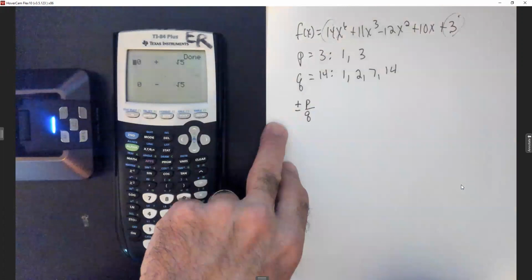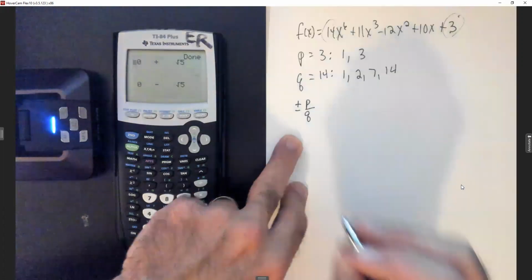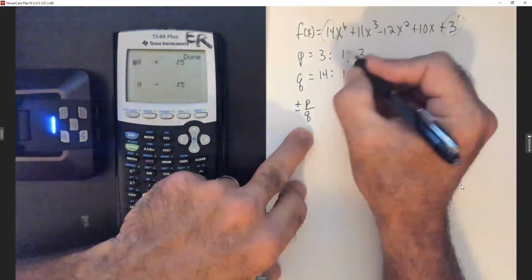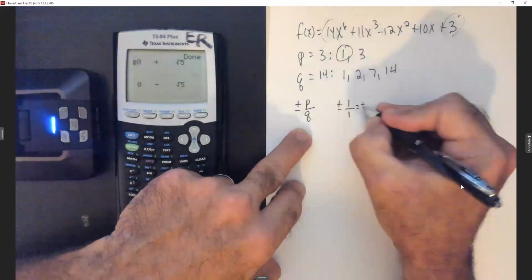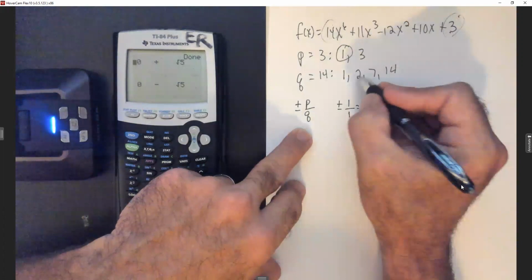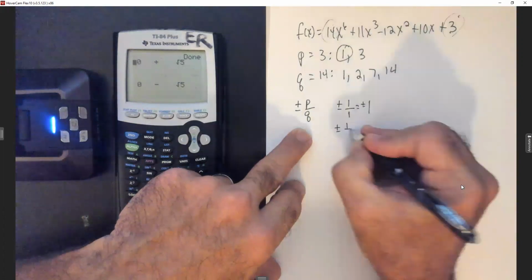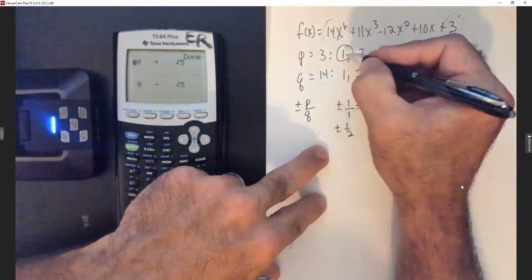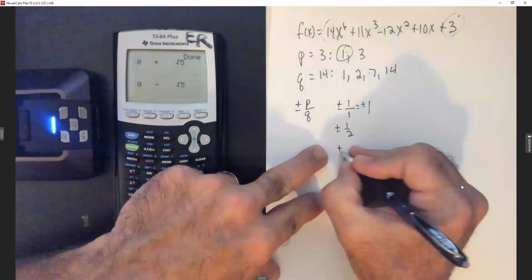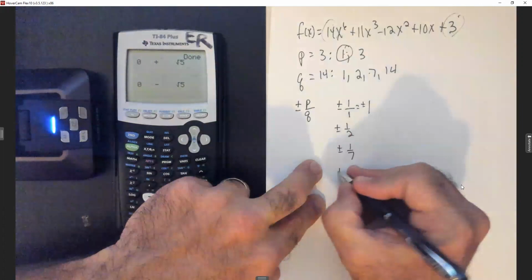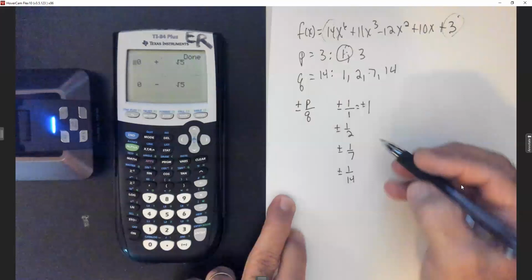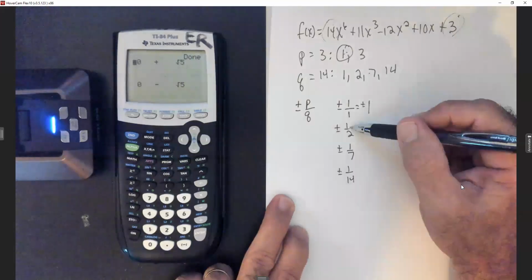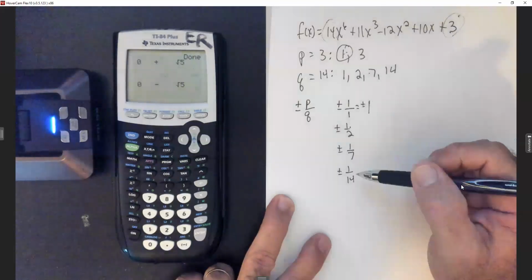So I'm going to write a plus or minus. The first P I'm going to use is 1. 1 divided by 1, which will be 1. Then you take 1 divided by 2. Can't do nothing to that. Then you take 1 divided by 7. Can't do nothing with that. Then you take plus or minus 1 divided by the 14. So my first, using the 1, I got a plus or minus 1, plus or minus 1/2, plus or minus 1/7, plus or minus 1/14.